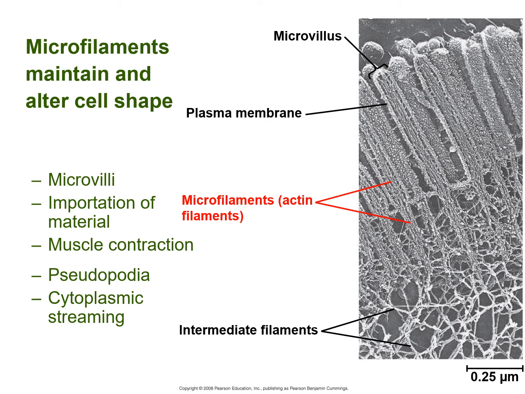Microfilaments, as I mentioned, also help maintain the cell shape. So you're seeing a scanning electron micrograph here of microvilli that are sticking out from the top of an epithelial cell. And you can see we've got microfilaments that support it, and then they're tied into intermediate filaments that are towards the nucleus.